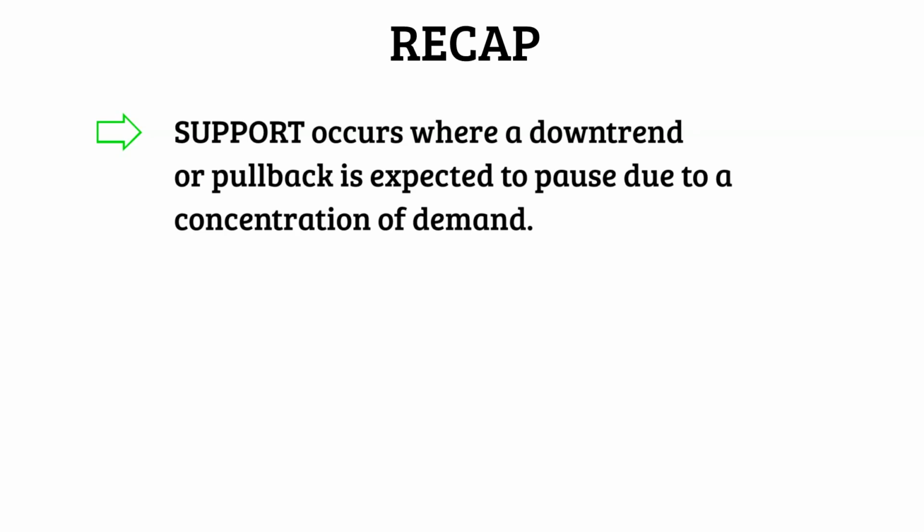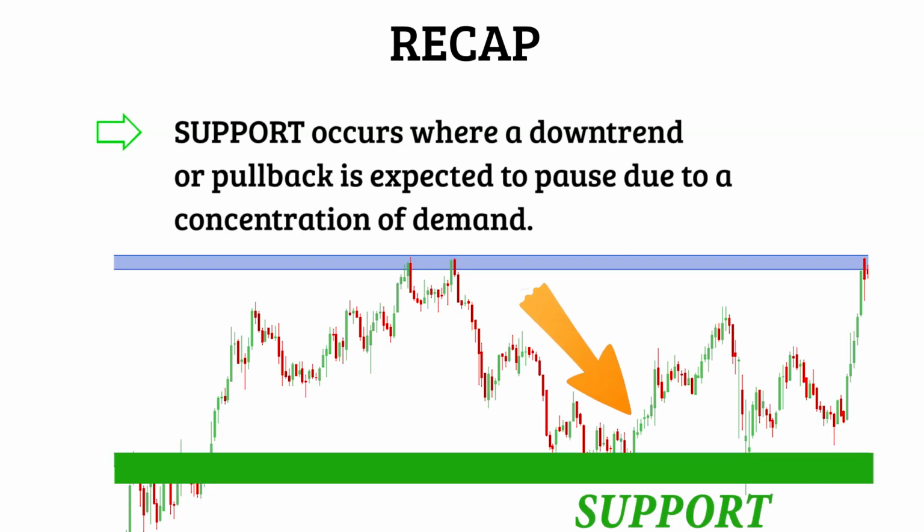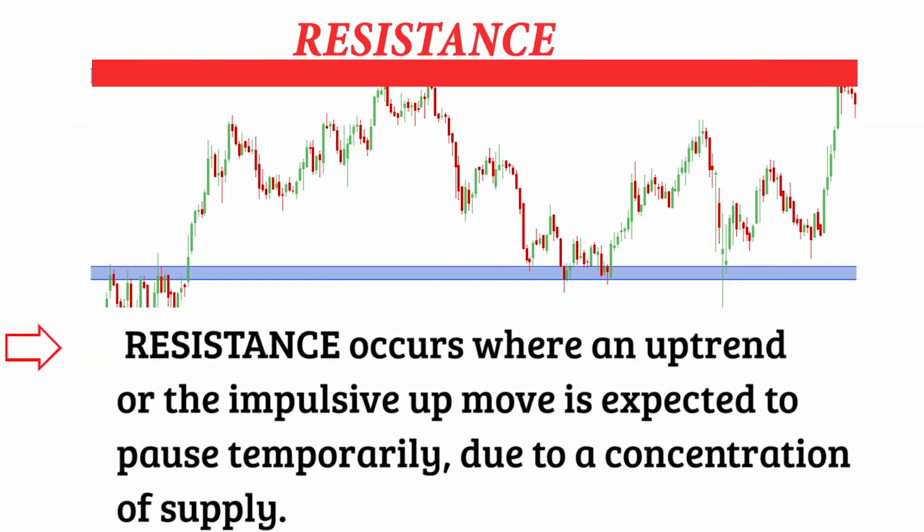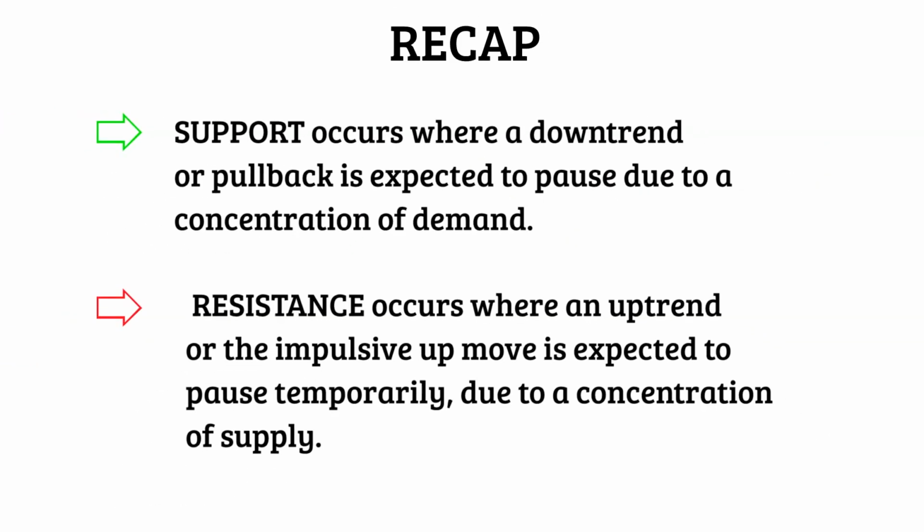So just to recap, what we have learned so far is that support occurs where a downtrend or pullback is expected to pause due to a concentration of demand. And resistance occurs where an uptrend or the impulsive up move is expected to pause due to a concentration of supply. At first, the explanation and the idea behind support and resistance seems easy, but you will find out that support and resistance can come in various forms.